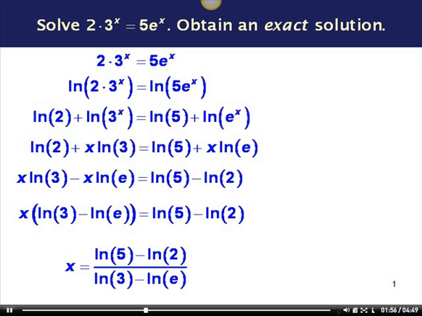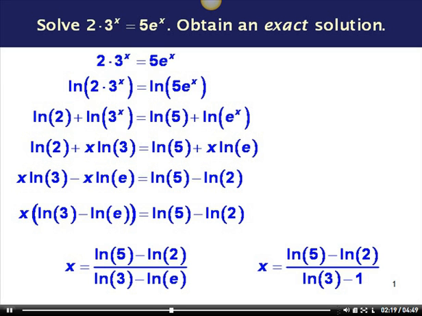Now let's simplify that natural log of e. The question you need to ask yourself at this point is, since natural log means a base e logarithm, e raised to what power gives me e? Well, that would be 1, of course. So we have x equals natural log of 5 minus natural log of 2, all divided by the quantity natural log of 3 minus 1.